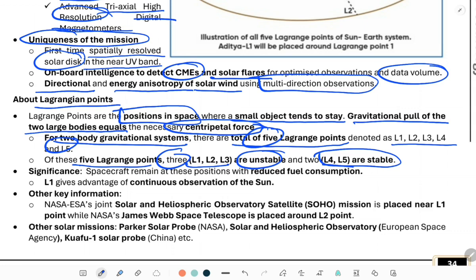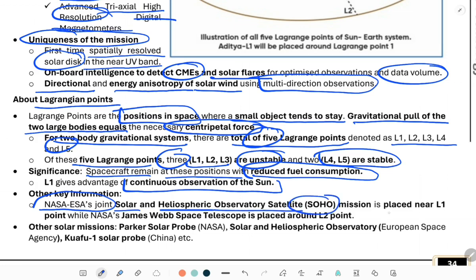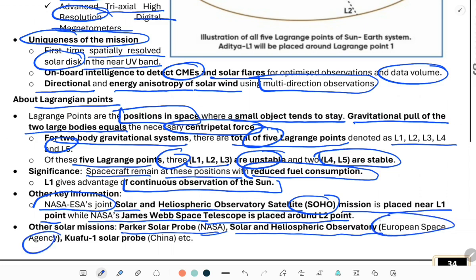The significance of these Lagrange points is that spacecraft can remain in these positions with reduced fuel consumption, and L1 gives the advantage of continuous observation of the sun. Other key information: the NASA and ESA joint Solar and Heliospheric Observatory satellite, SOHO, is placed near the L1 point, while NASA's James Webb Space Telescope is placed around L2. Other solar missions from different countries: the Parker Solar Probe by NASA, and Solar Orbiter by the European Space Agency. Then ASO-S, the Chinese Solar Observatory, is by China.